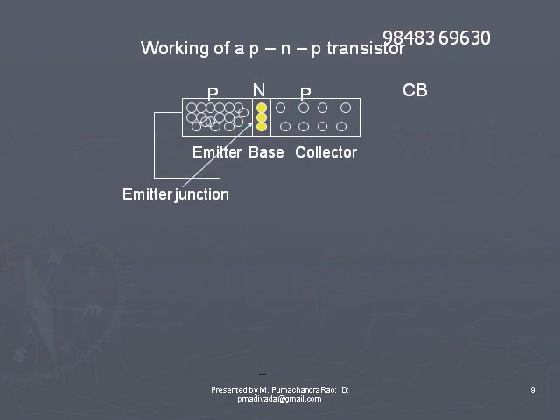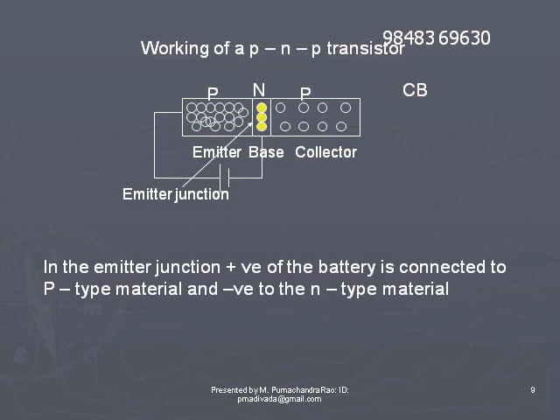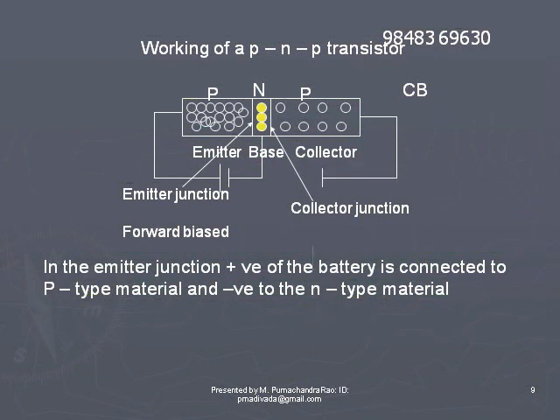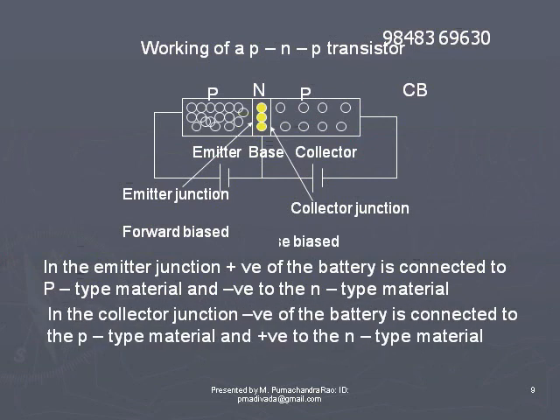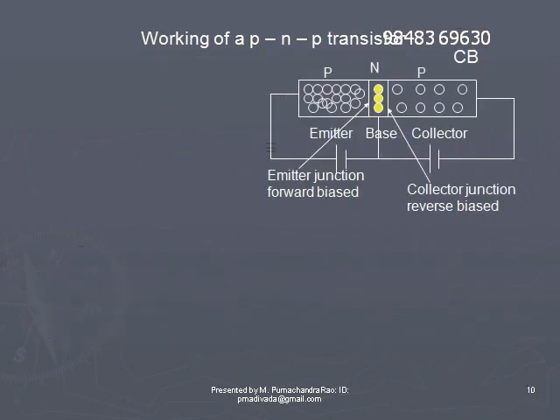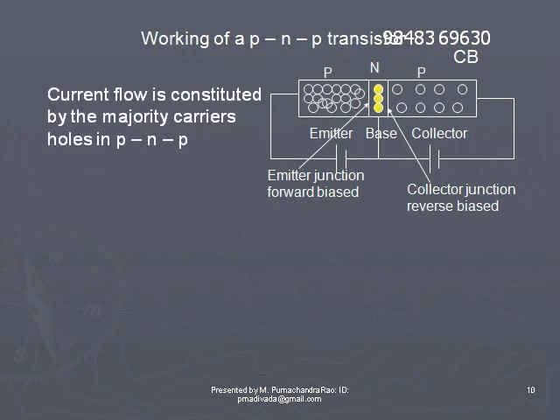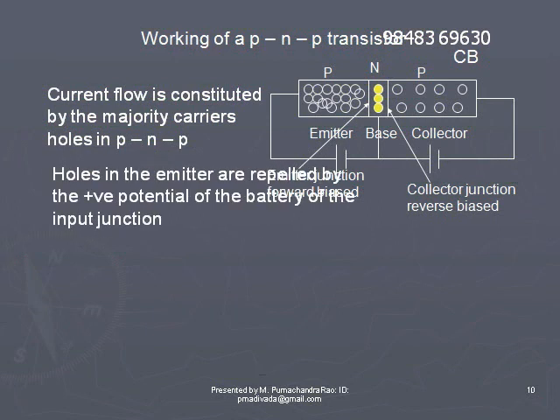Now, the emitter junction, that is the input junction, is forward biased. So the battery positive is connected to the emitter and negative is connected to the base. The collector junction is reverse biased, so negative is connected to the P collector and positive is connected to the base. This is how bias is applied. Now let us study the working. In a PNP transistor, holes are the majority carriers. In an NPN transistor, electrons are the majority charge carriers.